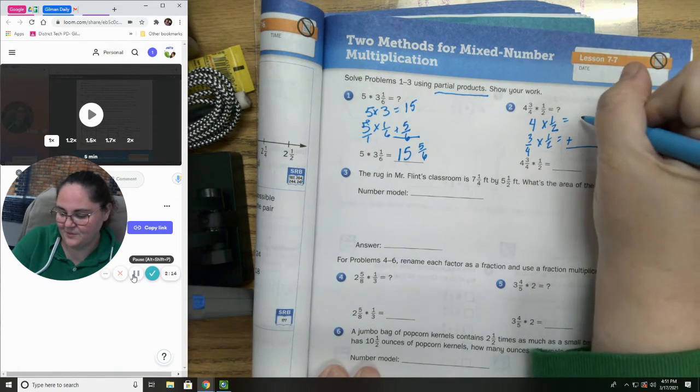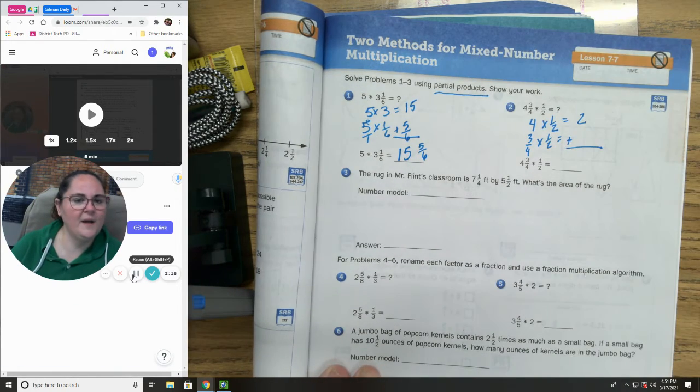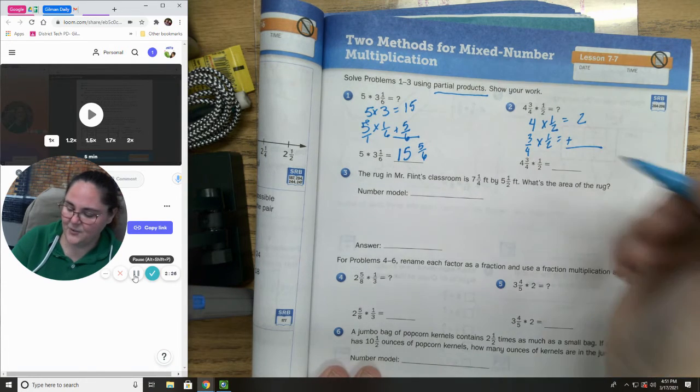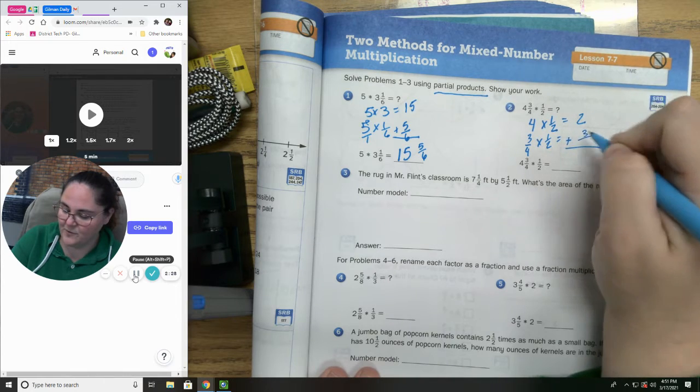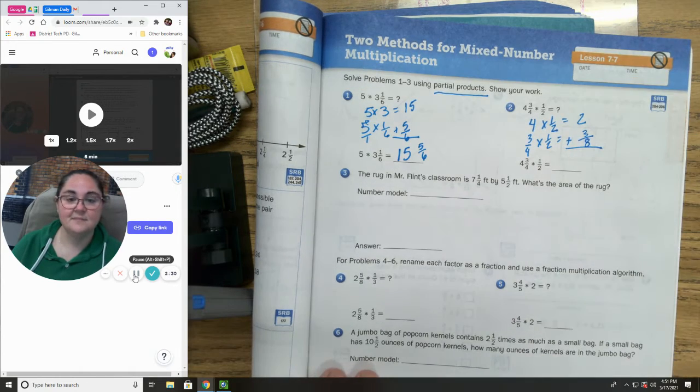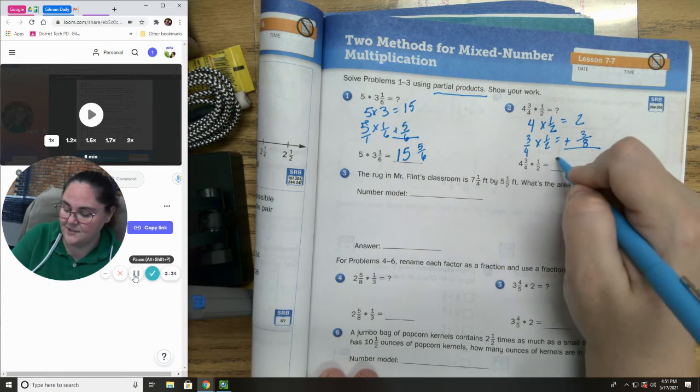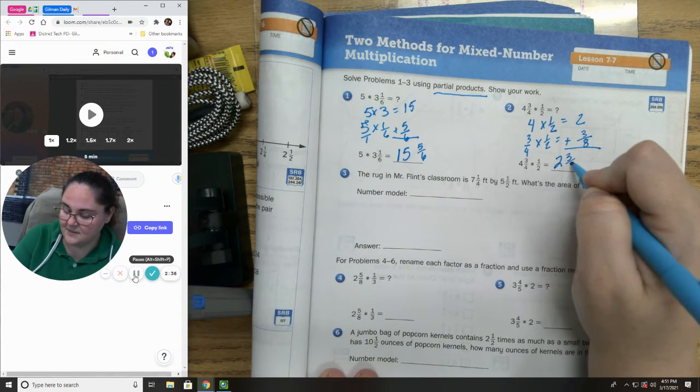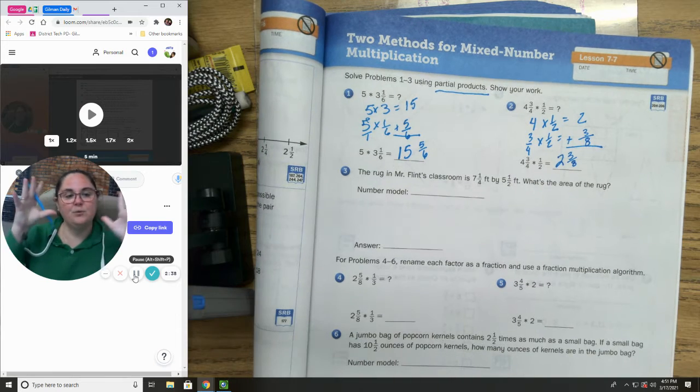Should have said 2. You could have said 4/2, but 4/2 is the same as 2. What is 3/4 times 1/2? 3 times 1 is 3. 2 times 4 is 8. Now we get to add them together. 2 plus 3/8 is 2 and 3/8. Done. Boom.